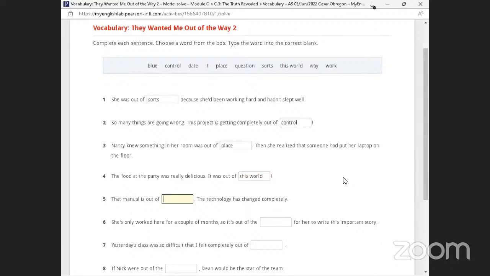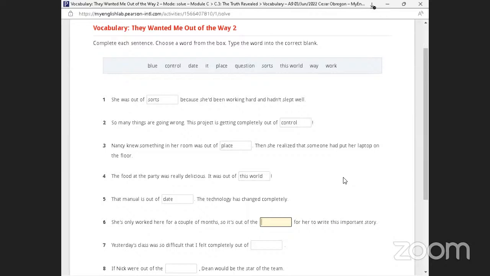The manual is out of, let me see, out of date. Technology has changed completely. Also, we can say outdated. Outdated. Okay, write it down. Como descontinuado. Outdated.